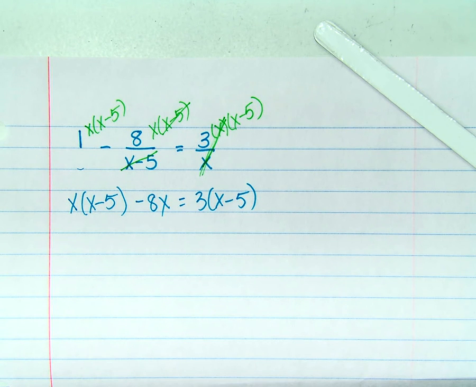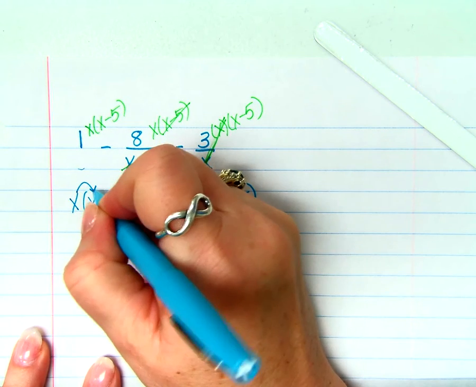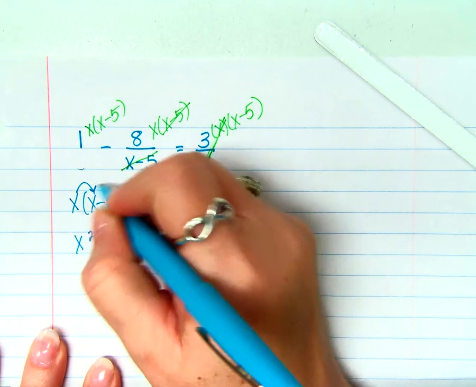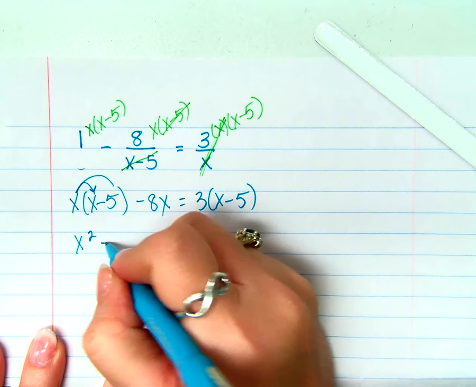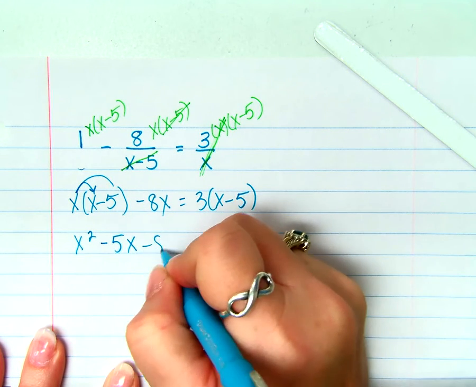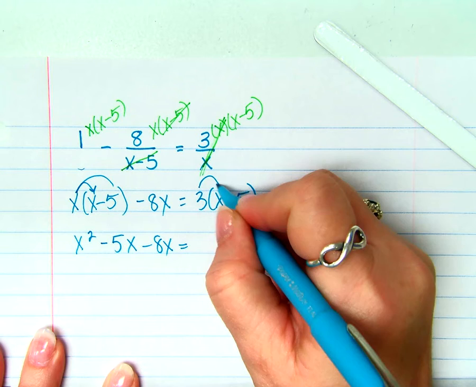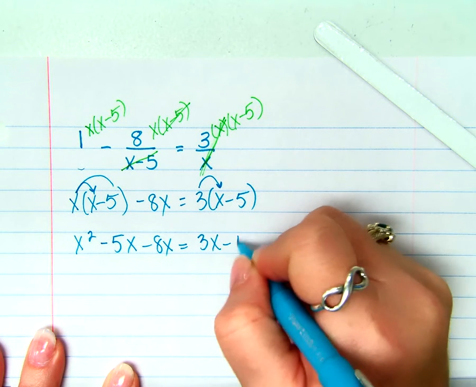Is this a problem like you've seen before? Where? Algebra 1? Yeah? Or when we talked about quadratics earlier this year? Remember that? X times x is x squared. X times negative 5 minus 5x minus 8x equals 3x minus 15.